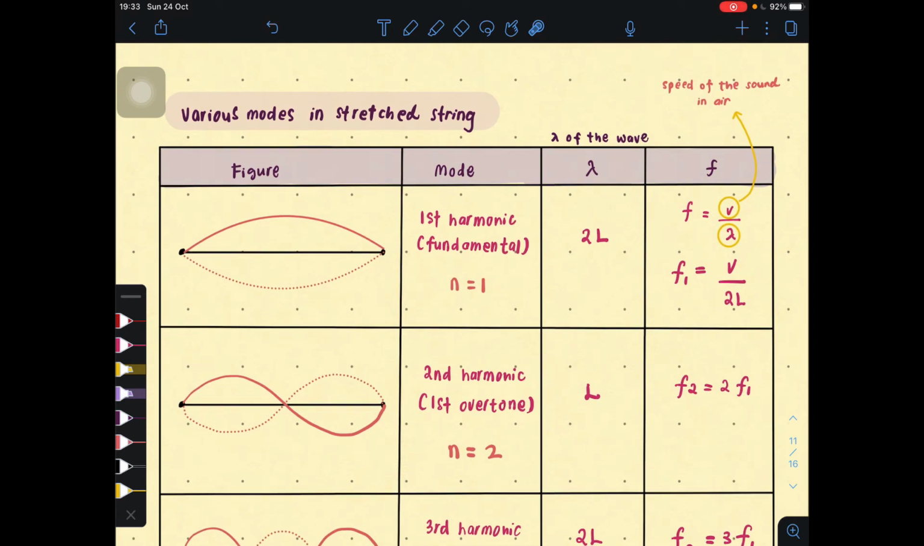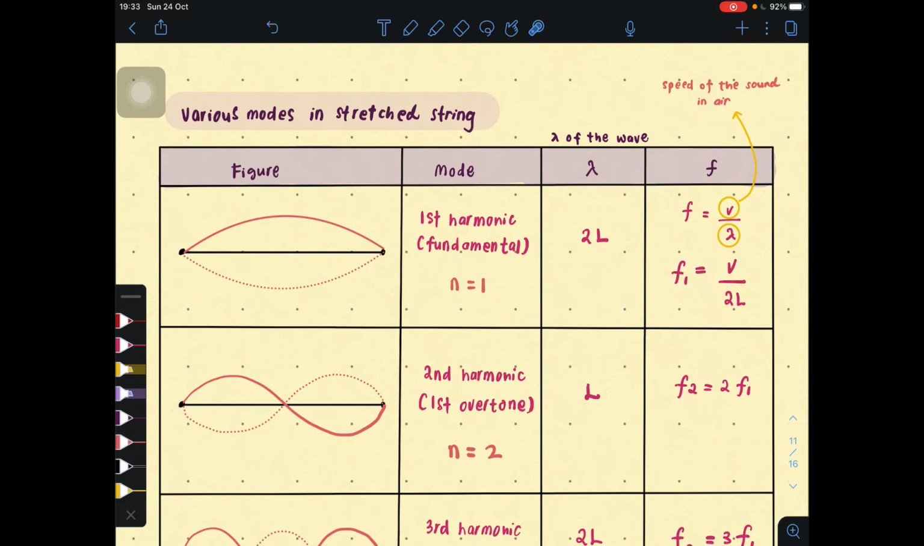Let's look at the different types of mode in string. Apa yang penting dekat sini untuk kamu tahu adalah the name of the mode, how it looks like, the pattern, what is the wavelength of that pattern, and what is the frequency of that pattern. Tetapi dia senang sahaja because at the end of this, we will use the general equation. Kita akan tengok the pattern for each of the modes.